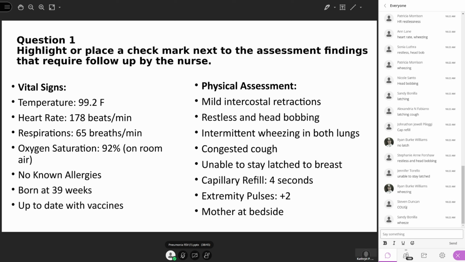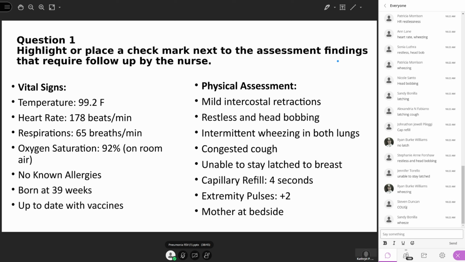Oh, shoot. I'm so sorry because I had the answers highlighted and I screwed it up. Okay. The heart rate of 178, higher than normal. The respiration 65, higher than within normal limits. That's why it's so important to know you're within normal limits. The 92% on room air is also concerning. Again, the temp isn't high at 99.2.